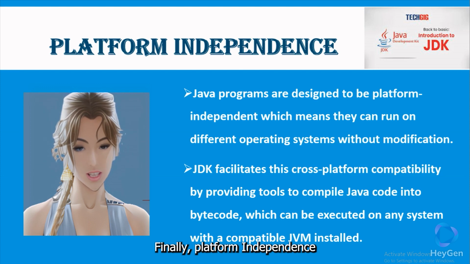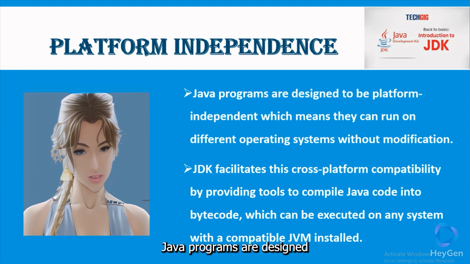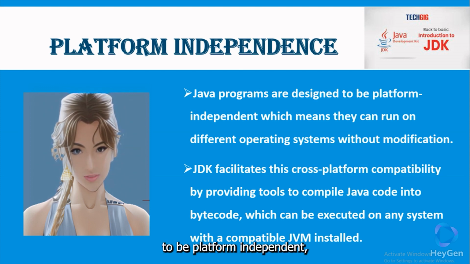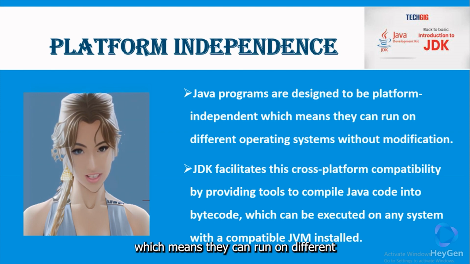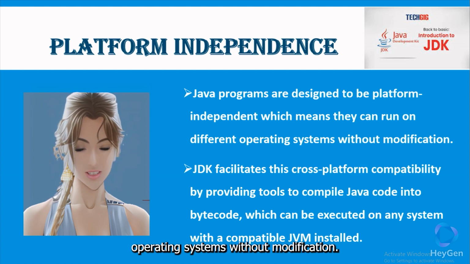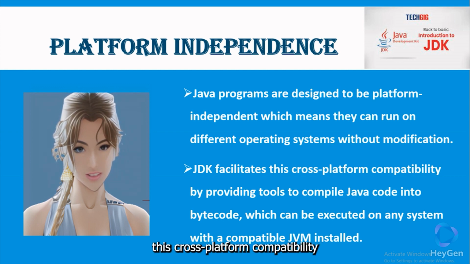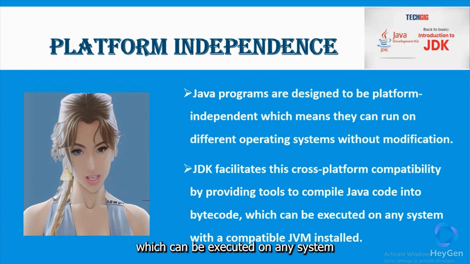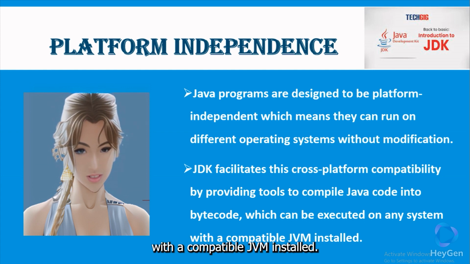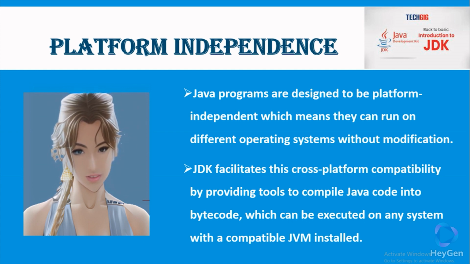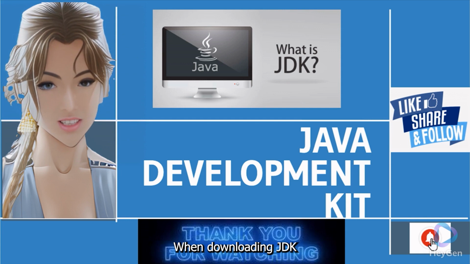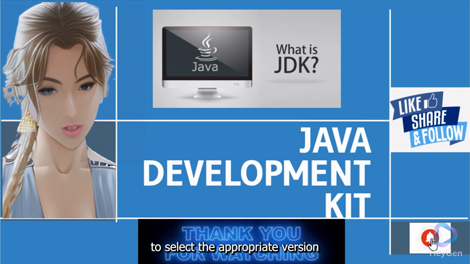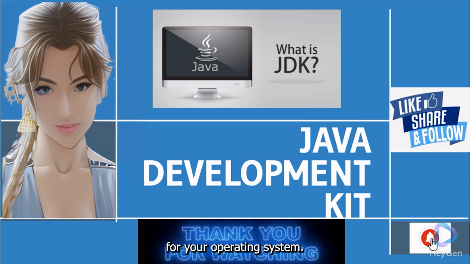Finally, platform independence. Java programs are designed to be platform independent, which means they can run on different operating systems without modification. JDK facilitates this cross-platform compatibility by providing tools to compile Java code into bytecode, which can be executed on any system with a compatible JVM installed. When downloading JDK, make sure to select the appropriate version for your operating system.